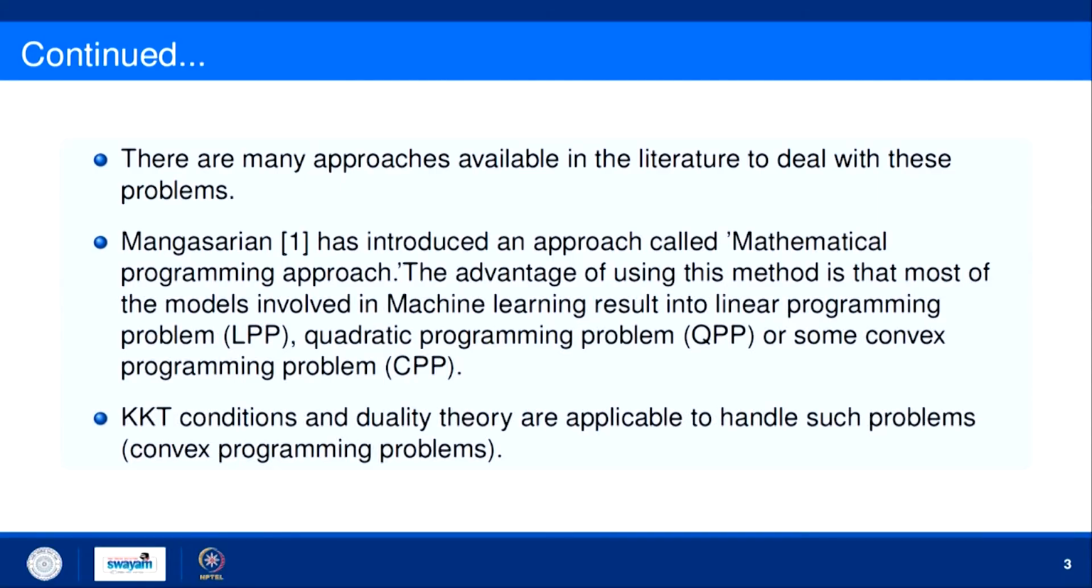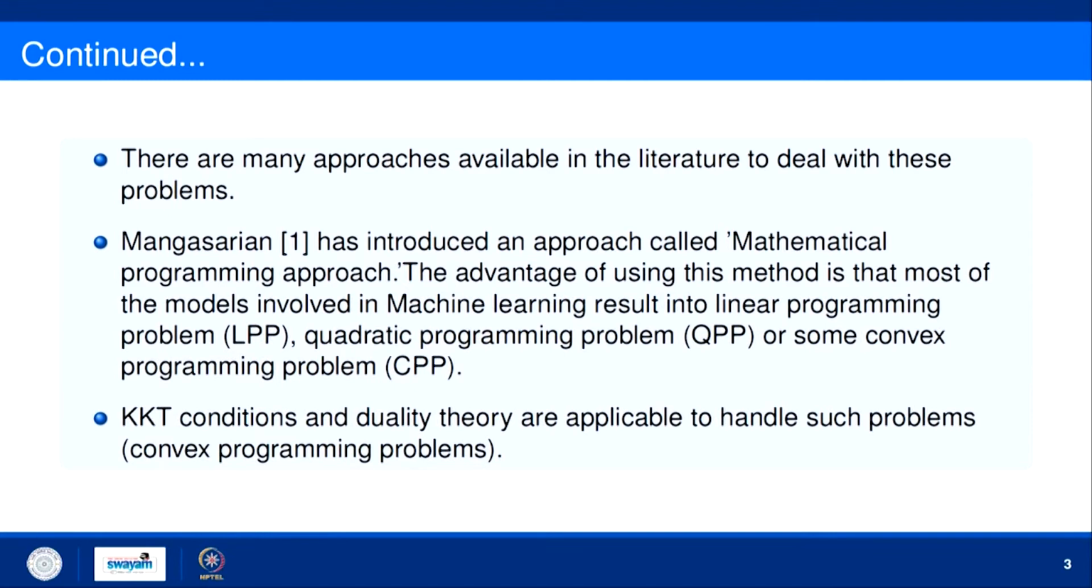Now Mangasarian has introduced an approach called the mathematical programming approach. What is the advantage of this approach? Why are we using this approach? Why not some other approach? The advantage of using this method is that most of the problems involved in machine learning result in linear programming problems, which are very simple to handle, quadratic programming problems or some convex programming problems.